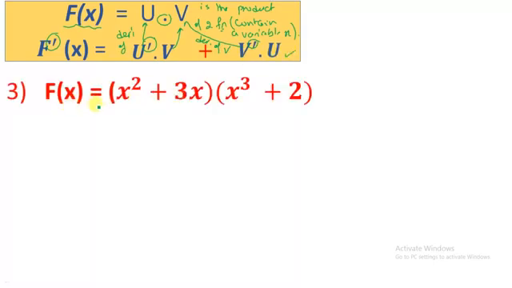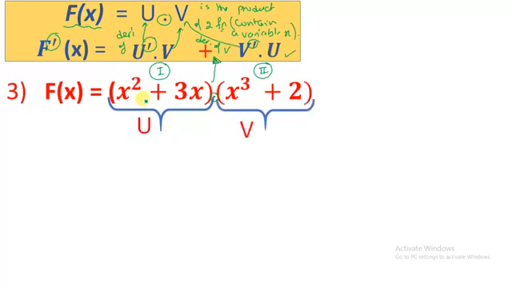The function f of x equals x squared plus 3x, times x cubed plus 2. As you see, it is a product of two functions. This is the first function and this is the second function. Because it is the product of two functions, then we can apply rule number 6. To apply this rule, we must suppose that the first function is u and the second function is v.